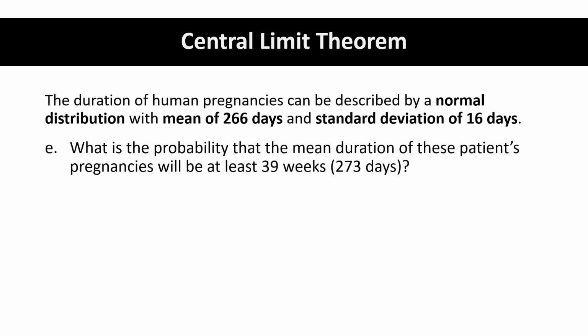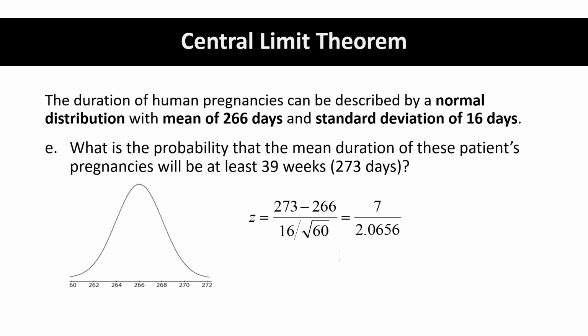Part E. What is the probability that the mean duration of these patients' pregnancies will be at least 39 weeks or 273 days? Well, at least is area to the right. So if we draw a picture, we want to the right of 273 days. Now that is going to be a very small number. Using our z-score, we are going to get 7 divided by a standard error. And again, we're using standard error here because we are using the standard deviation of the sample means. It's going to be smaller than the population standard deviation.